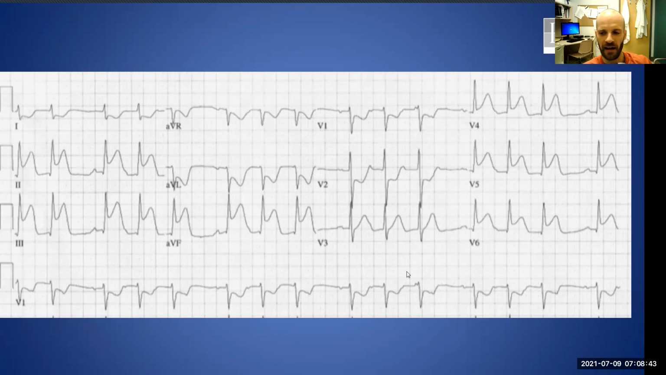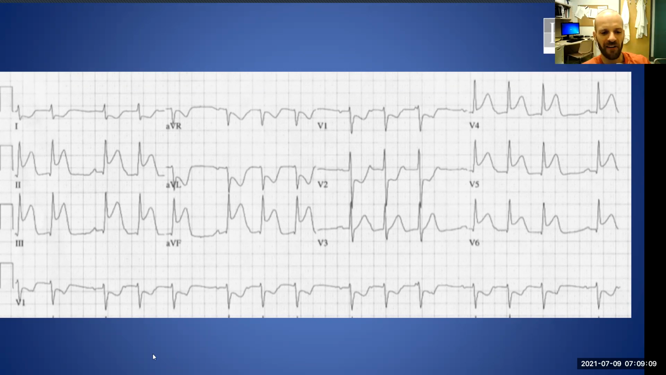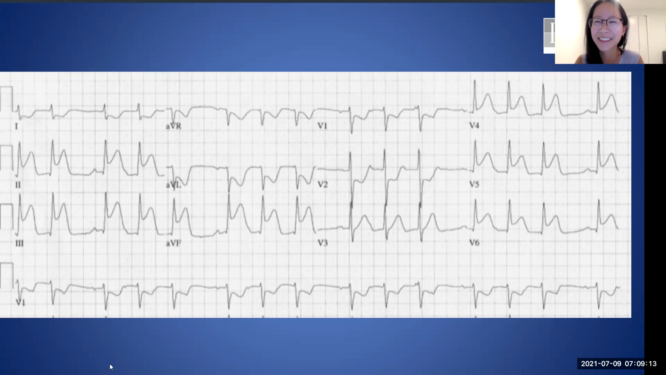Does anyone want to help Claude out? Anyone else got any thoughts about what might be going on here? Is it ventricular trigeminy? No. Good guess. Trigeminy is a good idea because it's got 3 things together. Can you see any P waves? There's 1 P wave for every 3 complexes. Excellent, Lauren. Very good. So what does that mean then?